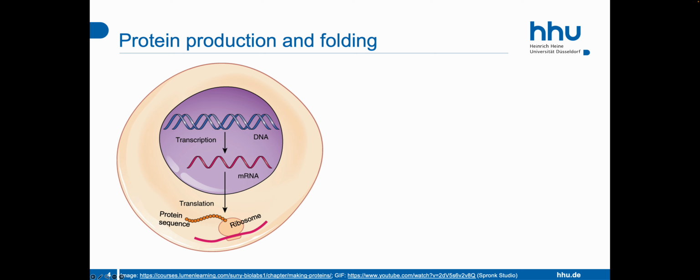This mRNA is first transported outside of the cell nucleus, and the mRNA message is then read by a cellular machine called ribosome in a process called translation. The ribosome moves along the mRNA, linking together amino acids in specific order, dictated or encoded by the mRNA, creating the chain that then folds into the functional protein that we have discussed.